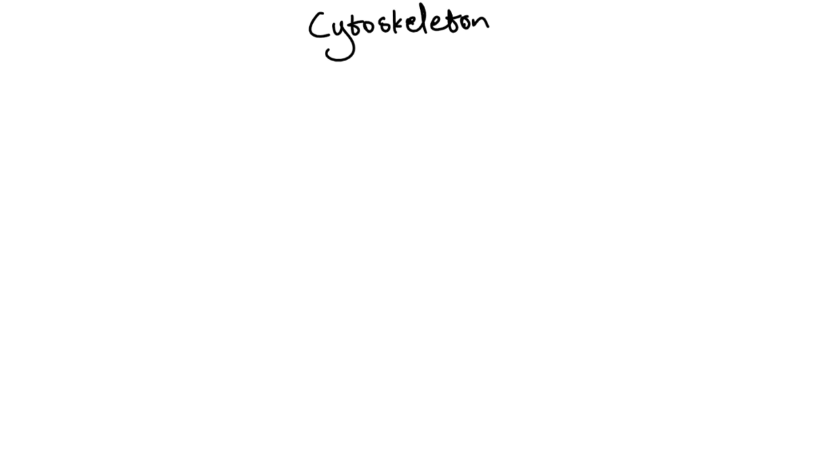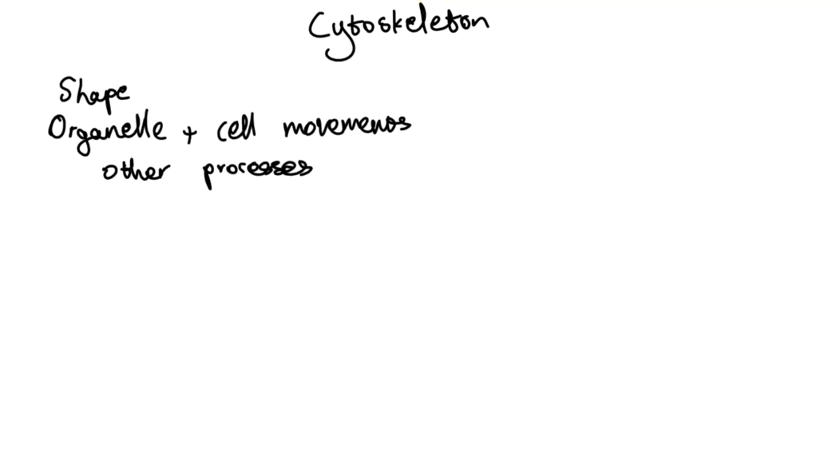In this video, we're going to be covering what the cytoskeleton is. So the cytoskeleton has four main functions. Firstly, maintaining shape. Then it involves organelle movements, so moving organelles within the cell, cellular movements like cellular contraction, and other processes that are specific to processes like mitosis.